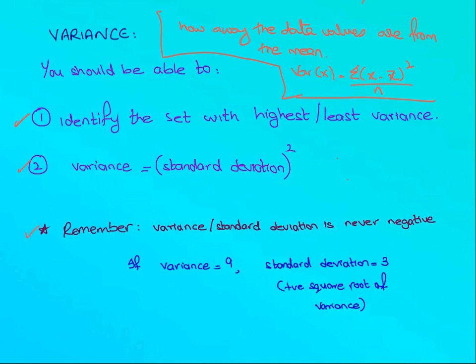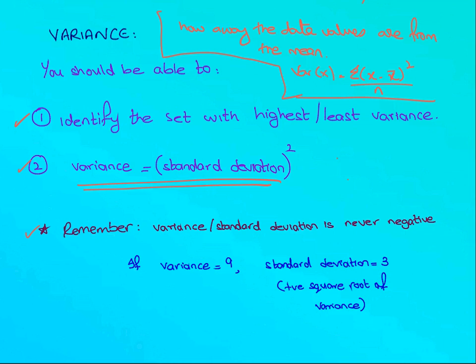First thing, like I discussed, a measure of dispersion is variance. If the dispersion in a set is more, the variance is higher. If the dispersion is less, the variance is less. Now, the second thing you have to remember is the relationship between the variance and the standard deviation. It's a very simple relationship. Variance is the square of the standard deviation.